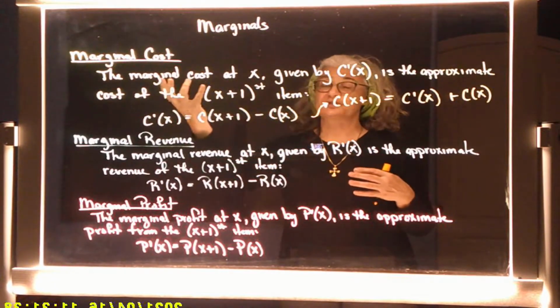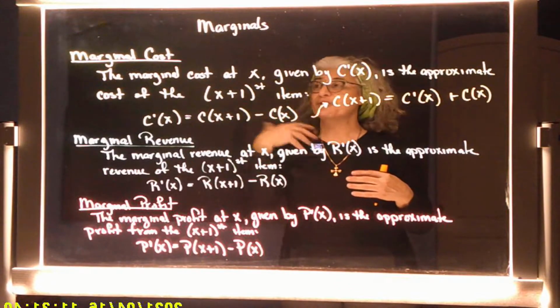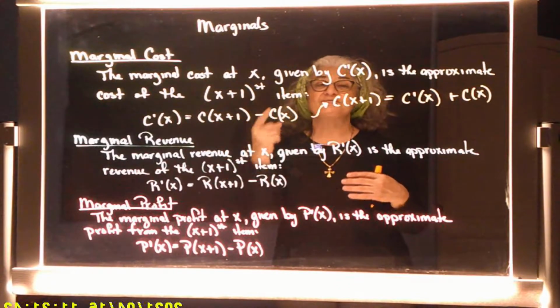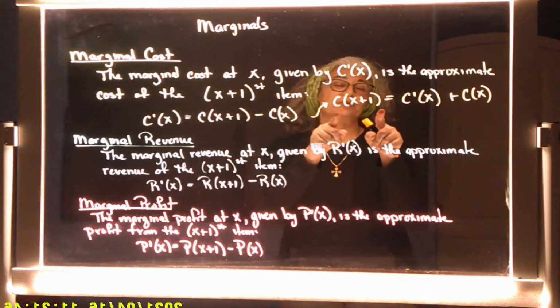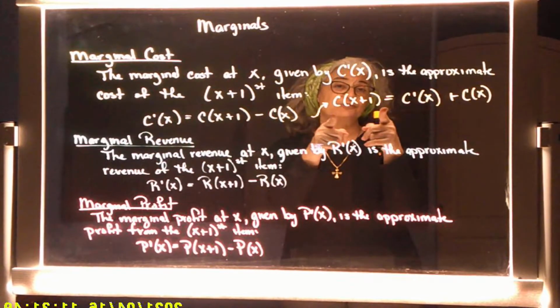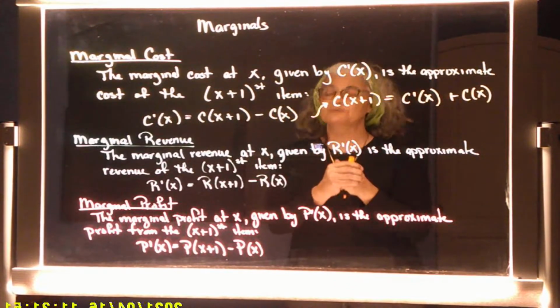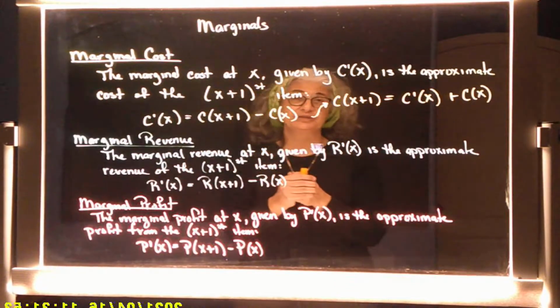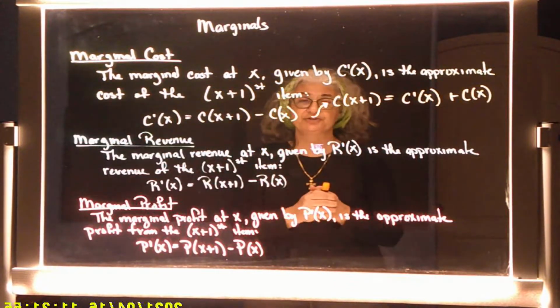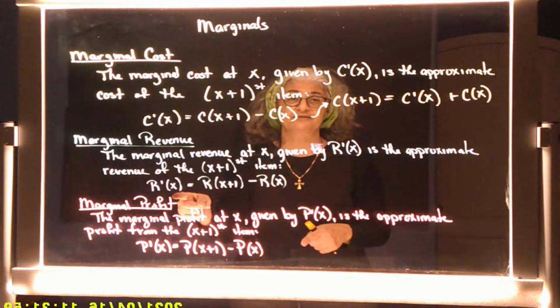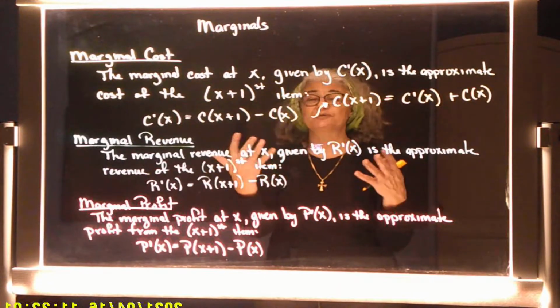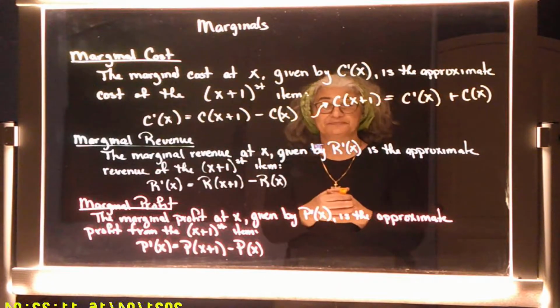This marginal cost is talking about the approximate cost of the x plus first item, which is why I took their original equation and rearranged it so it said the x plus first item. Cool? Okay. The other 2 are basically going to read the same. I have the marginal revenue, and the marginal revenue at x, and that is given by the first derivative, is the approximate revenue of the x plus first item.